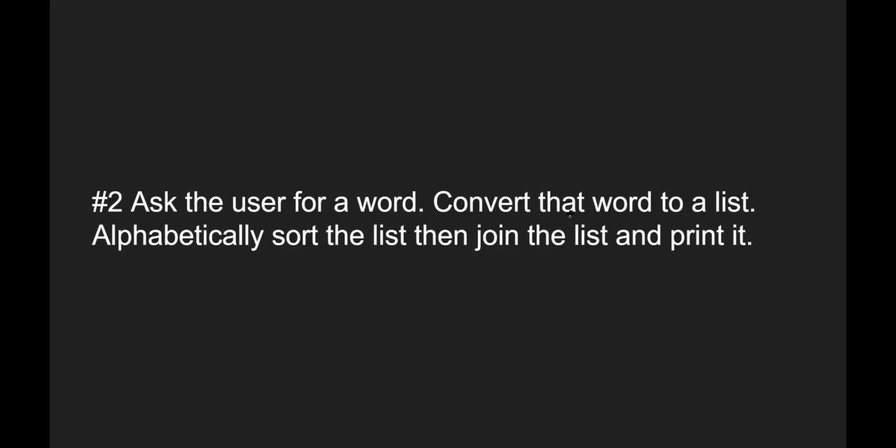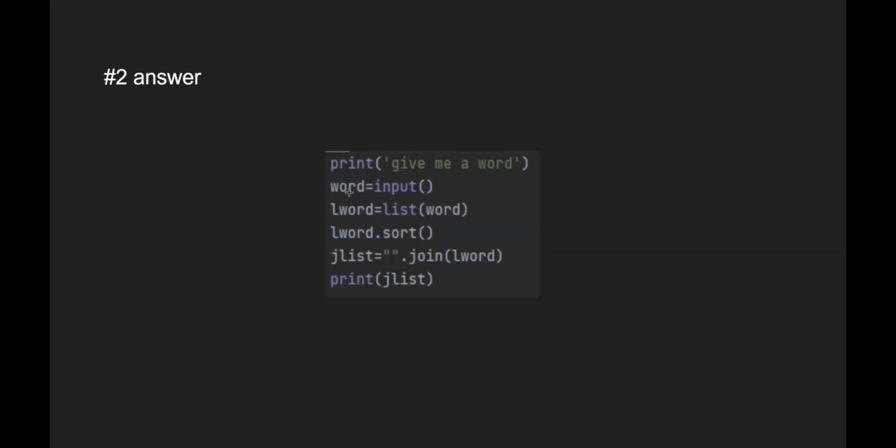Okay, I'll go over it now. You say print give me a word, and then store that input as a word. And then you turn that word into a list, and then you sort it. So now it's alphabetically sorted. Now you join it using the join function. So you do the 2 quotes and then do dot join, and then the list, and then print it. So now you have an alphabetically sorted version of the word.